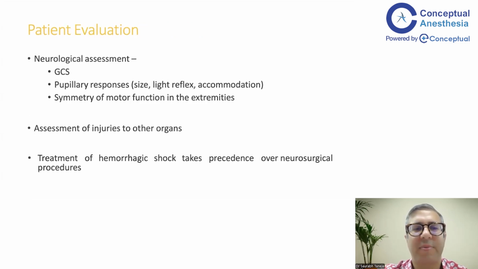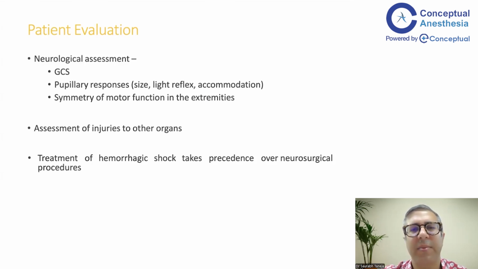So neurological assessment involves the GCS, the pupillary response, including the size of the pupil, the light reflex and accommodation reflex, and the symmetry of motor function in the extremities. So all four limbs should be checked for movement. And remember, this is a trauma patient, so they can have other injuries. So we should do an E-FAST, that is, an extended FAST, to look for other sites of bleeding, including the pleural spaces and the four spaces in the abdomen in the FAST.